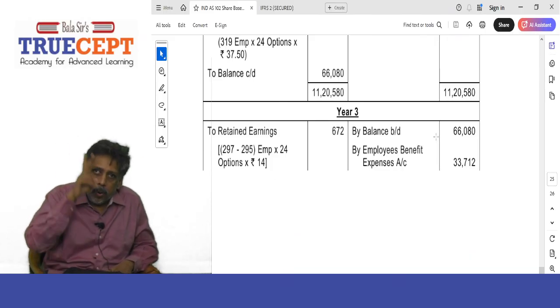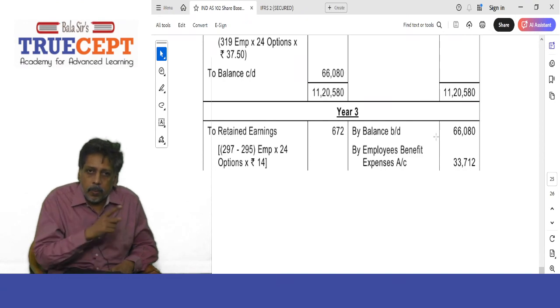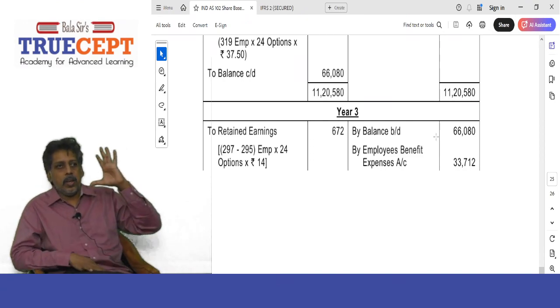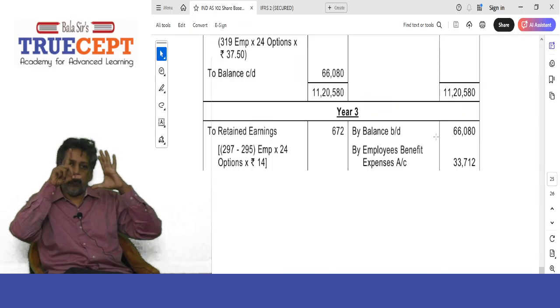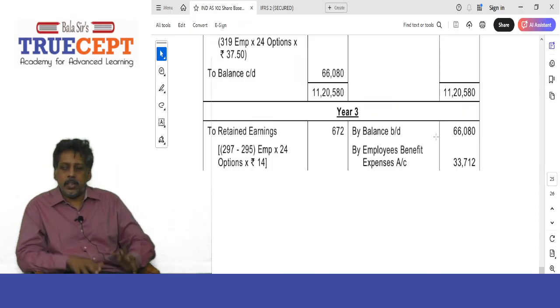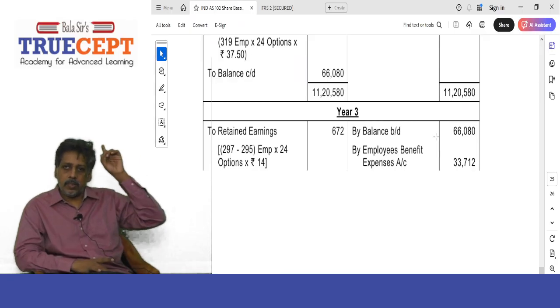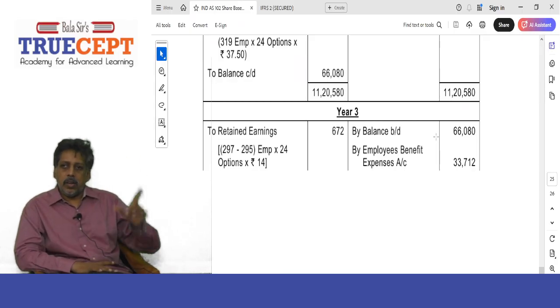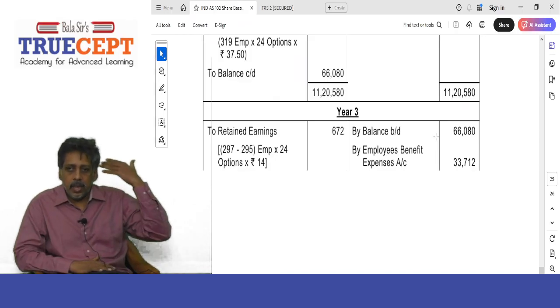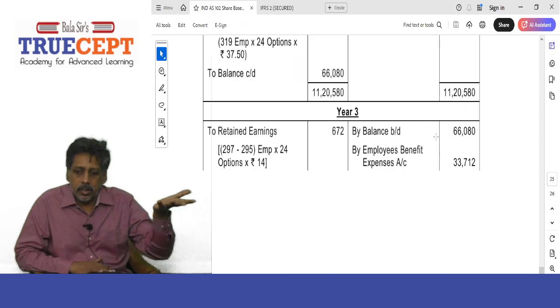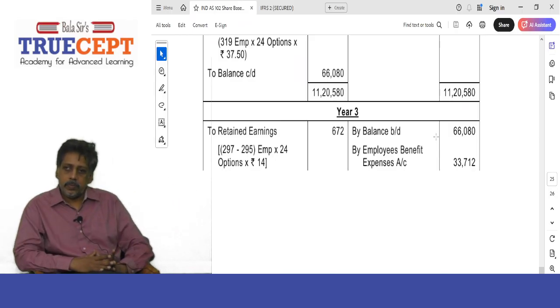Remember, 2 employees did not exercise that option. So 2 employees into 24 options each into rupees 14 will be transferred to retained earnings. Please remember, once the options are vested and not exercised, the amount will be transferred to retained earnings. It can also be transferred to general reserve, it's up to you. How much? 672 rupees. Very good.